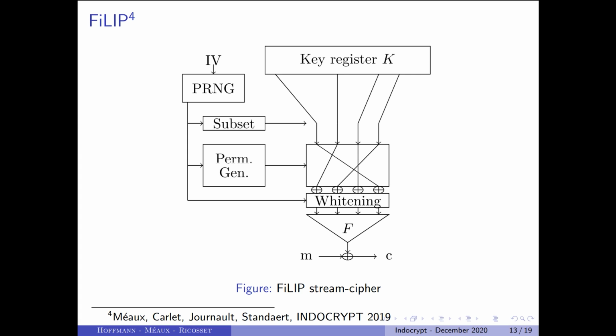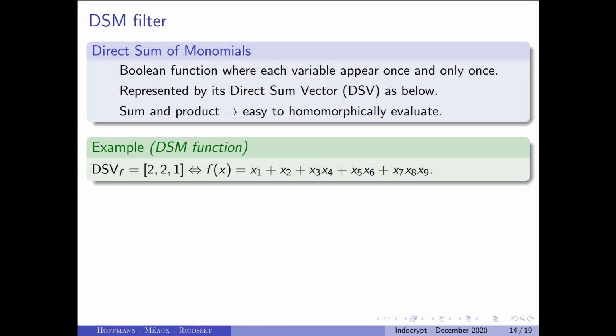So a filter is a Boolean function, and it outputs one bit, which will be our stream cipher bit. In this work, we consider two families of filters, and I will present both of them right now. The first one is TSM filters. TSM stands for direct sum of monomials. So it's basically a Boolean function where each variable appears once and only once, and it's a sum of products.